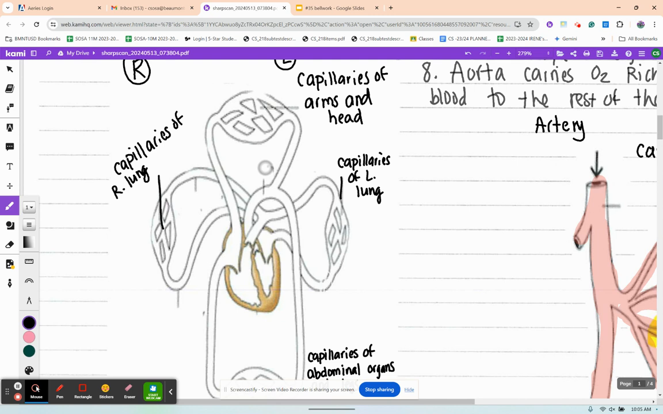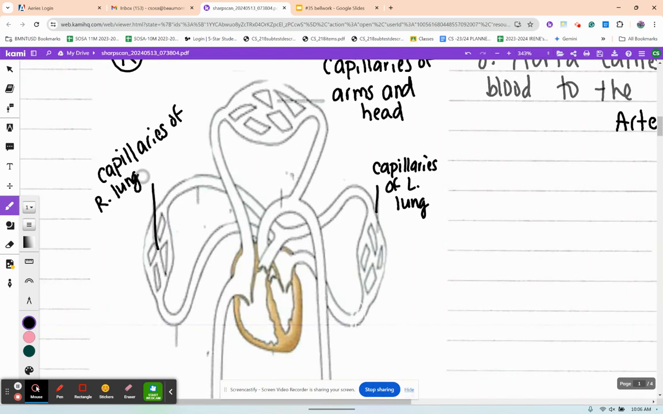Raise your hand if you need more time. All right, if you remember, first I'm going to start with my superior and inferior vena cava. They're going to bring oxygen-poor blood to our heart.